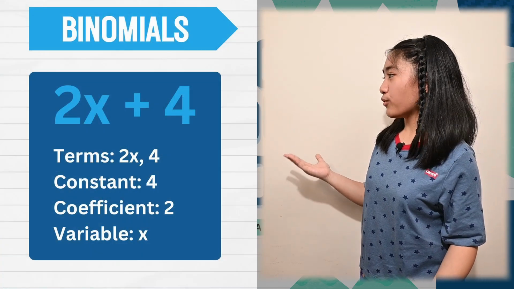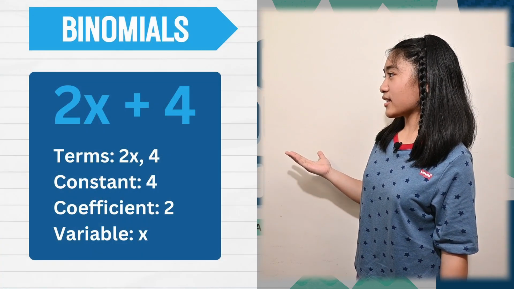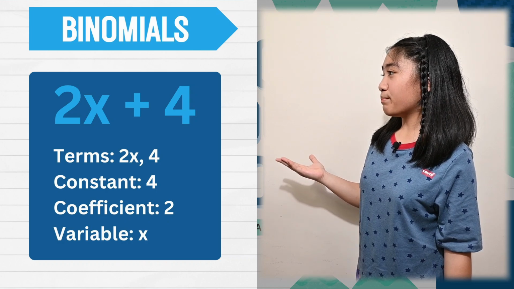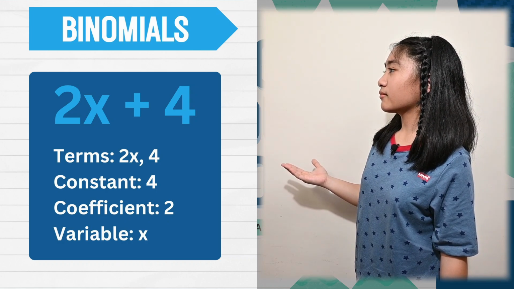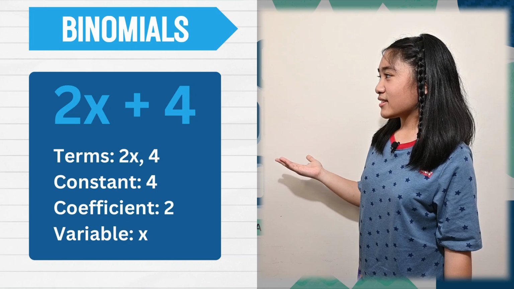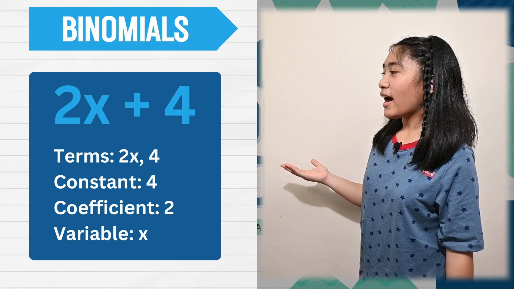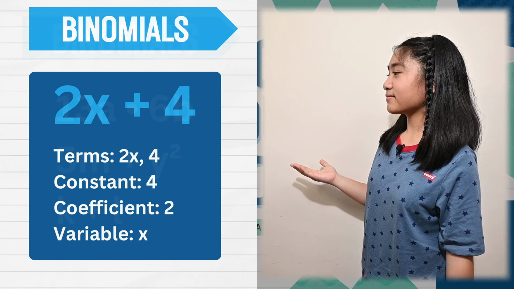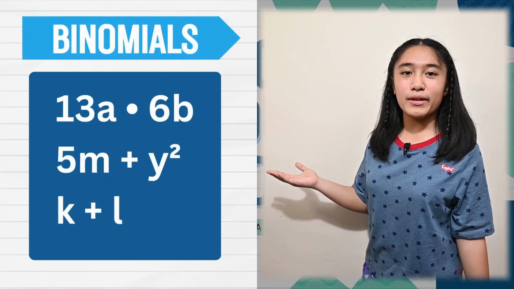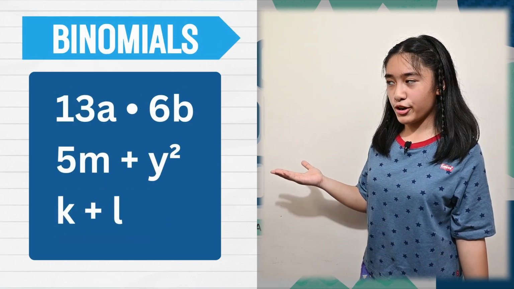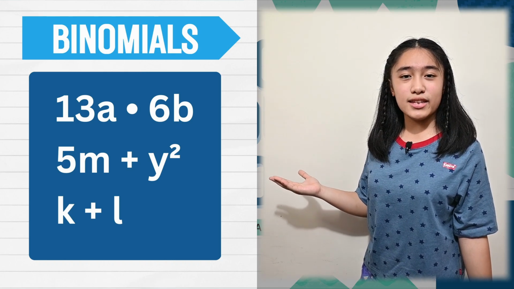Before we start our lesson, allow me to share a brief recap about binomials. Binomials are a type of polynomial which consists of two terms. In the given expression, 2x plus 4, the terms are 2x and 4, which are separated by a positive operation. The variable here is x, the coefficient is 2, and the constant is 4. Here are some other examples of binomials. Can you identify the terms, the variables, the coefficients, and the constants?